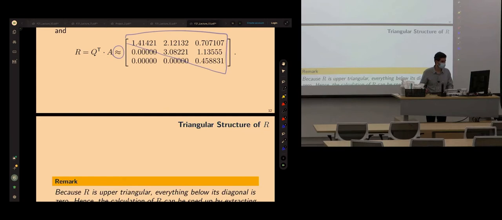So there's a question in chat. If the vectors are dependent, the Gram-Schmidt will give you a 0 vector at some point. It's going to be a problem.